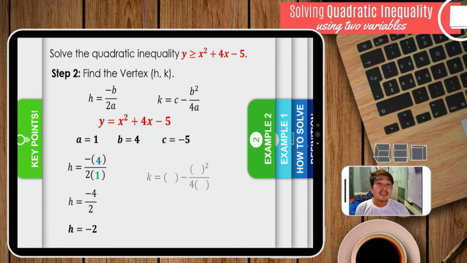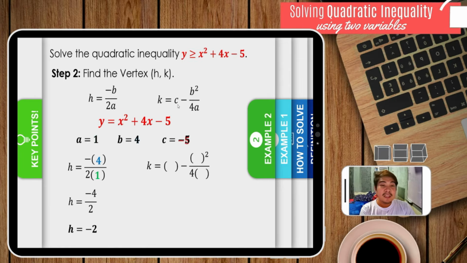In getting the value of k, substitute lang din tayo. So the value of c is negative 5, substitute. The value of b is positive 4, so 4 squared, over 4 times a. The value of a is 1. So next, isimplify na natin. 4 squared is simply 16. 4 times 1 will be 4. So therefore, we have k is equal to negative 5 minus 16 over 4.